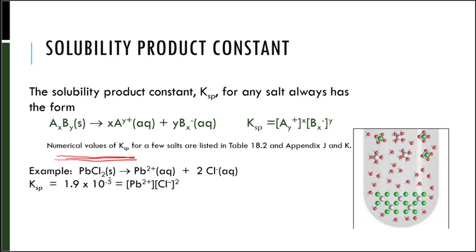Let's look at lead chloride in solid form. Lead chloride dissociates into lead 2+ ions and chloride- ions. There are 2 chlorines on the left, so I need 2 chlorines on the right. So when I write my Ksp expression, I would look up lead chloride, and it would tell me that its Ksp value, 1.9 times 10 to the -5, is equal to the concentration of my Pb2+ times the concentration of my chloride, and that 2 tells me that it is squared.